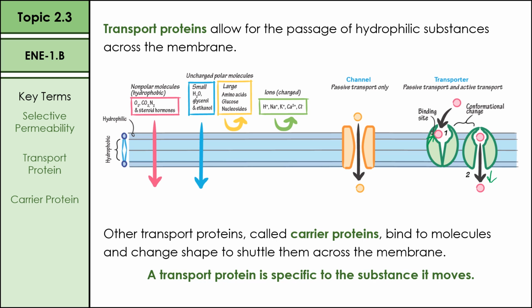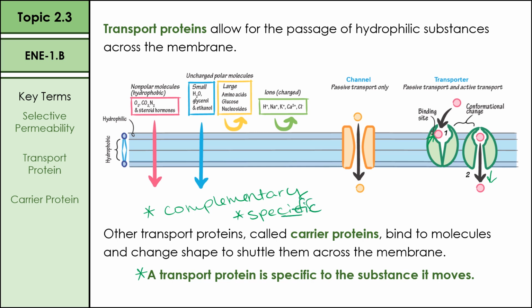Now, what's important about both of these types of proteins is that they rely on structure to determine which type of substance they move. So they need to be what we call complementary in their structure. What that means is that they are specific to the type of molecule.